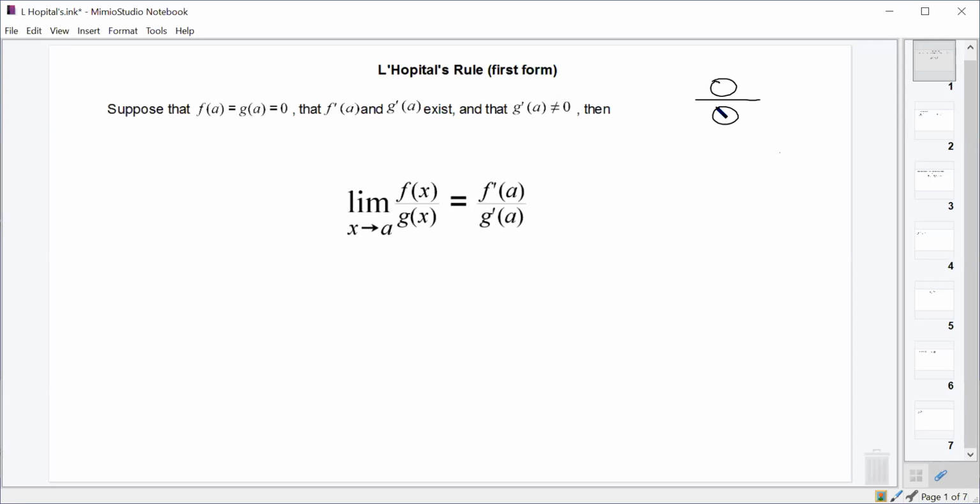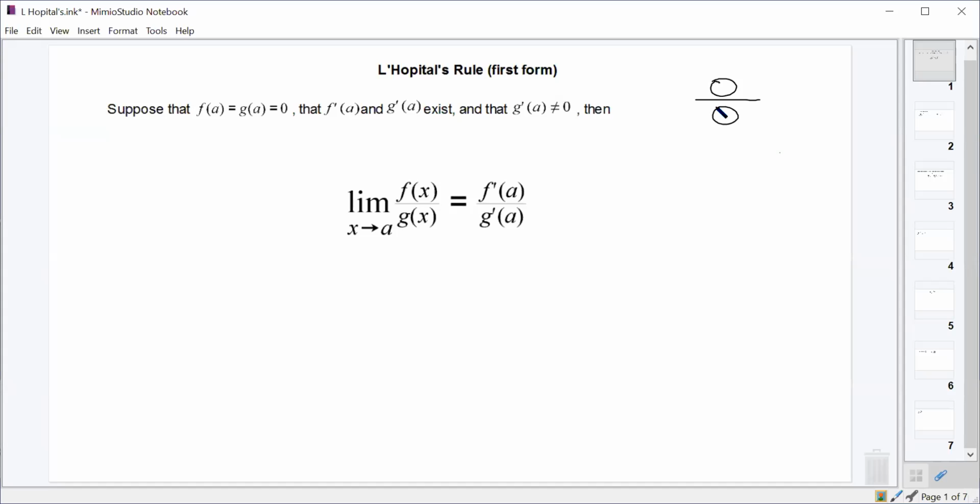It was just a giant pain, and you didn't enjoy doing it, but you did it because you had to. It would have been nicer if there was an easier way to go about it. Well, now there's an easier way. That easier way is called L'Hopital's rule.